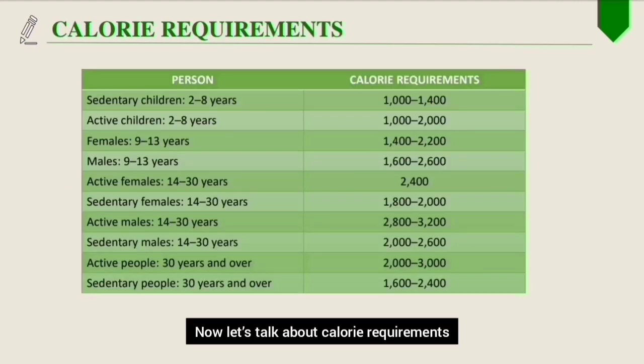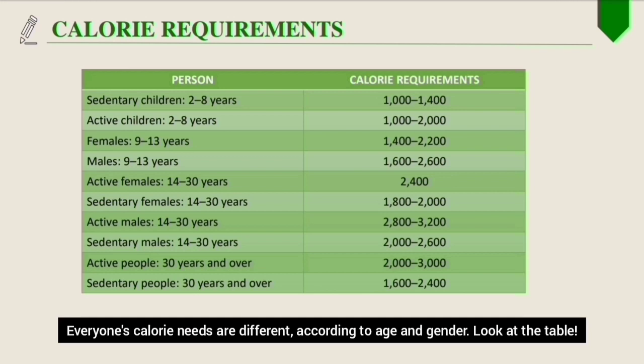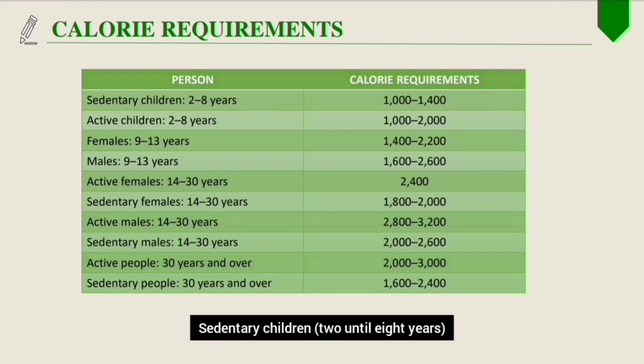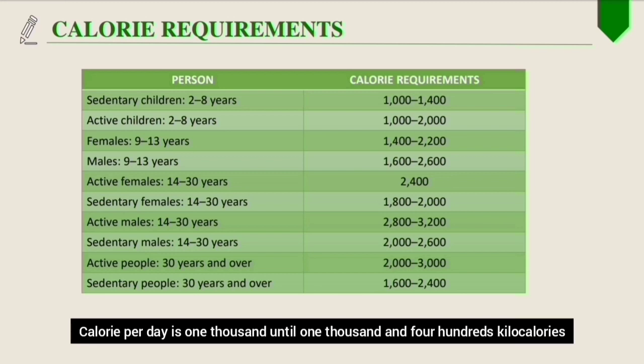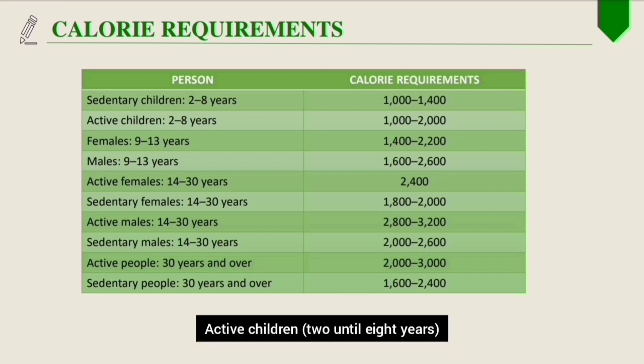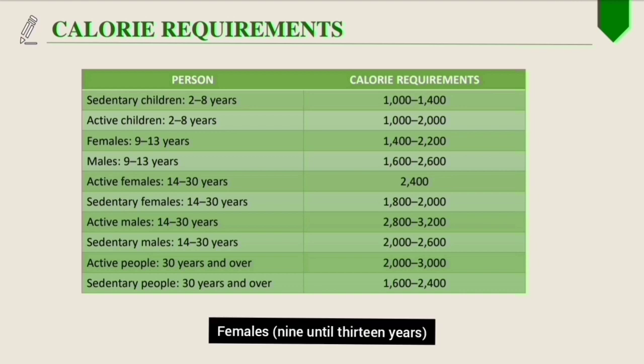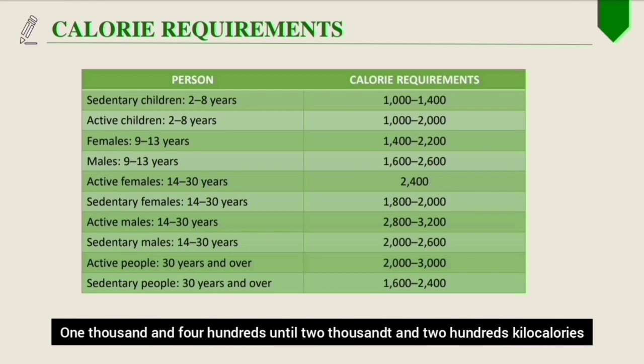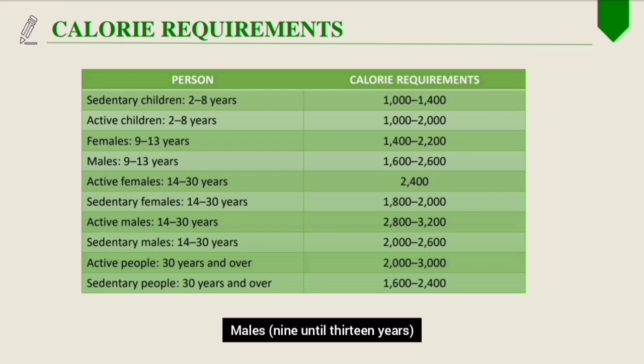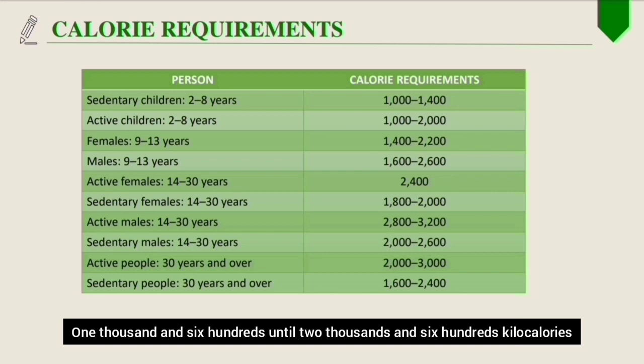Now let's talk about calorie requirement. Everyone's calorie needs are different according to age and gender. Look at the table. Sedentary children 2 until 8 years, calories per day 1000 until 1400 kilocalorie. Active children 2 until 8 years, 1000 until 2000 kilocalorie. Females 9 until 13 years, 1400 until 2200 kilocalorie. Males 9 until 13 years, 1600 until 2600 kilocalorie.